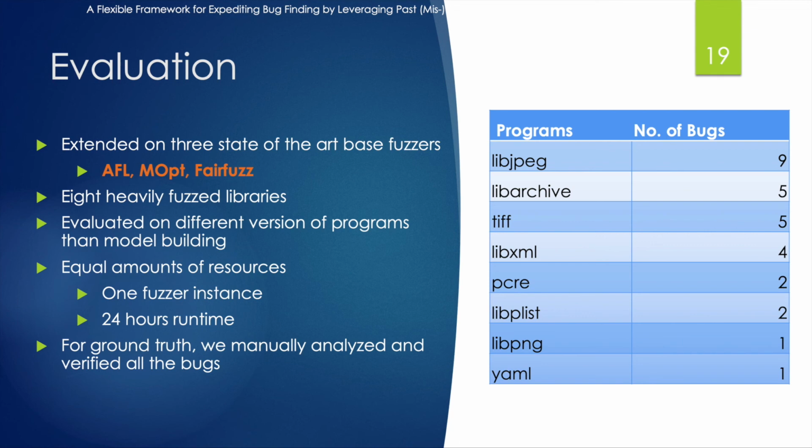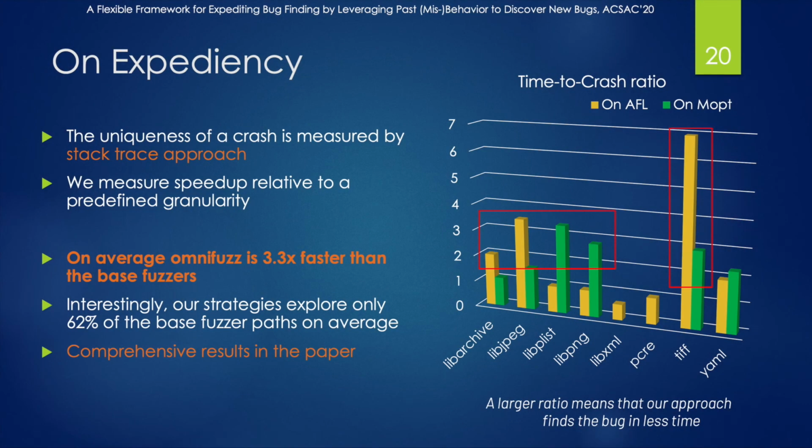For ground truth, we manually analyzed and verified all the bugs. Next, we discuss results on bug expediency and bug discovery. Here we present results of our extension on AFL and MOpt fuzzer. To evaluate expediency, we measure relative speedup to a predefined granularity, which is essential from a practitioner's point of view. For example, a crash obtained in the first few seconds versus 15 minutes does not matter for a practitioner. Therefore, we consider the relative speedup to be 1.